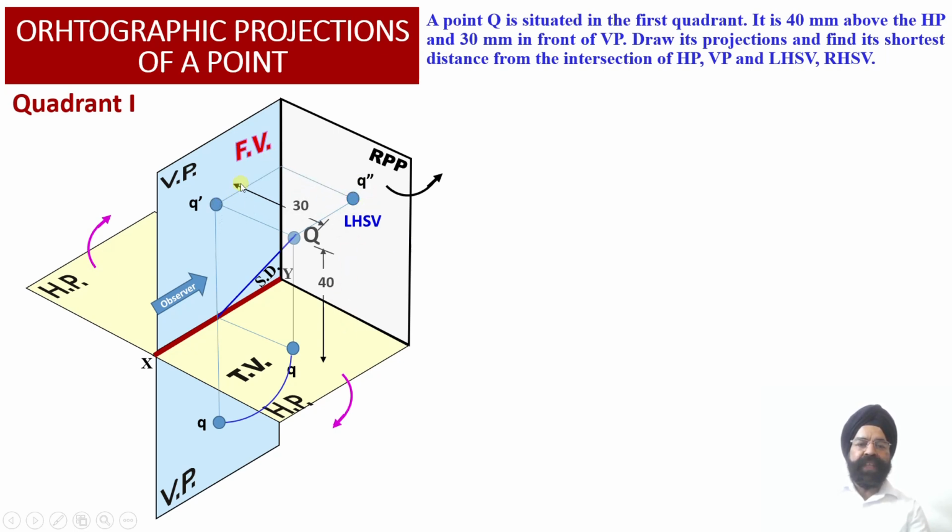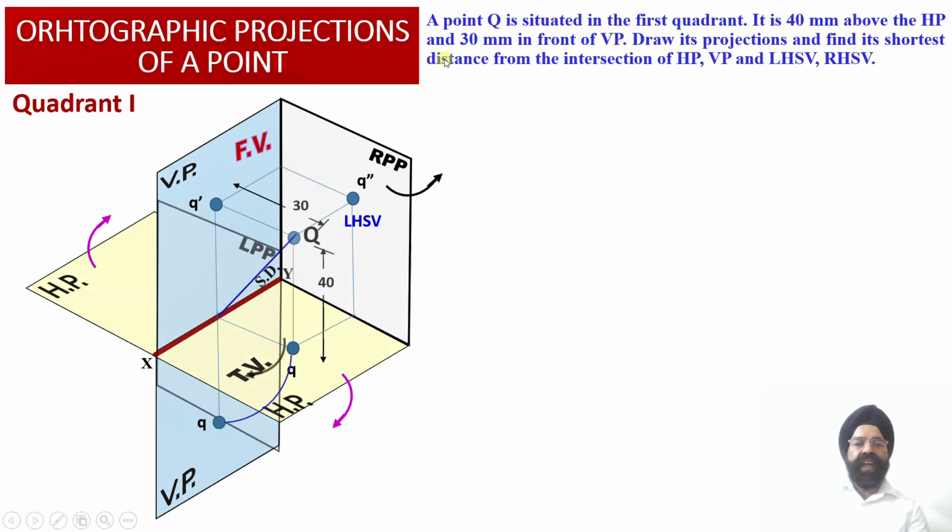Now we have to establish the relationship between the left hand side view orthographic projection and the front view orthographic projection. That is, both of them will be lying at the same height over here, right? And another thing, the distance of point Q and point Q double dash will also be equal to 30 millimeter. That is the distance of the top view projection and the profile view projection. So it will be the same, 30 millimeter.